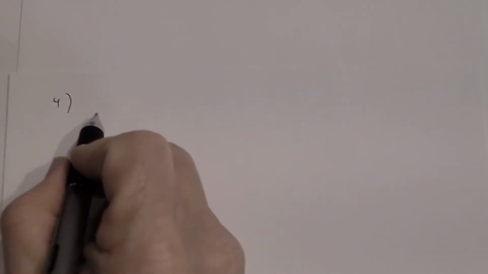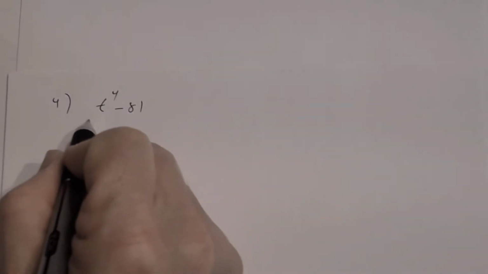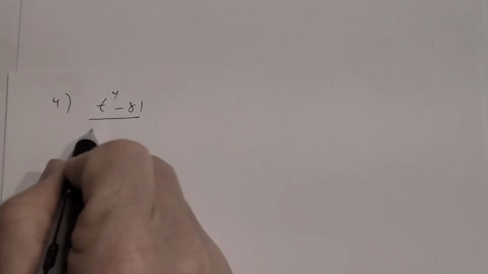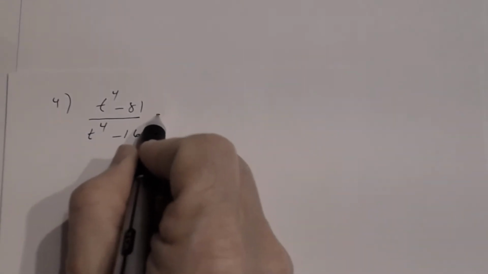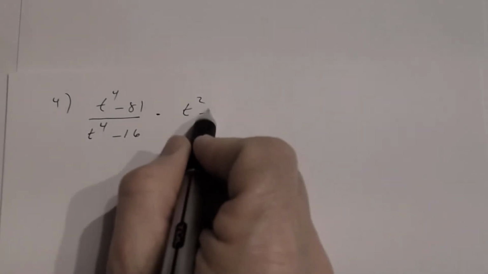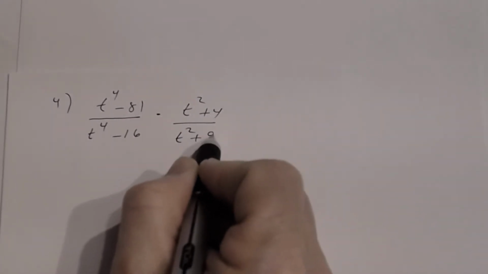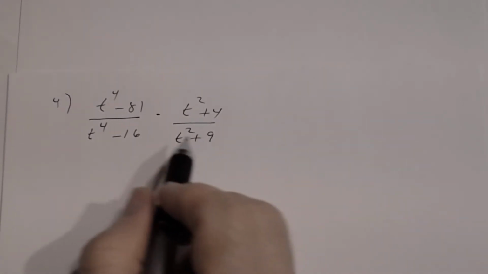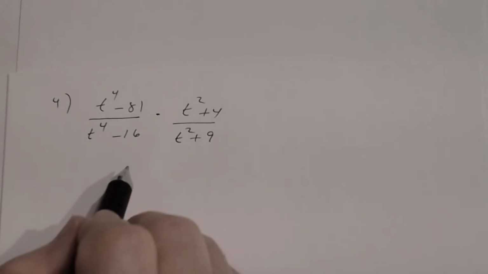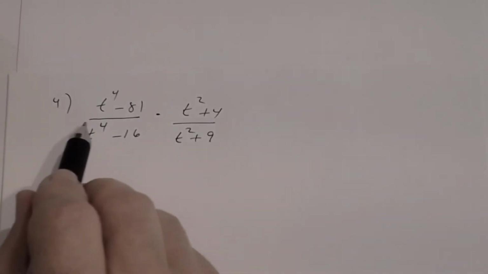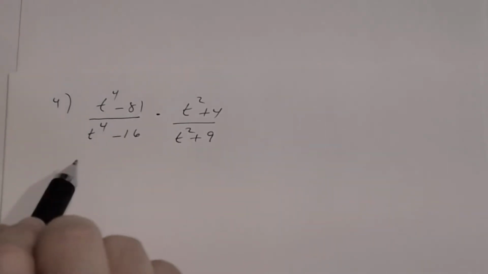Number 4, we have t to the 4th minus 81 divided by t to the 4th minus 16 times t squared plus 4 divided by t squared plus 9. Okay? All right, so we have this rational expression being multiplied by this rational expression. The first thing you want to do is factor all of your numerators and factor all of your denominators. So you're going to factor all of your polynomials.